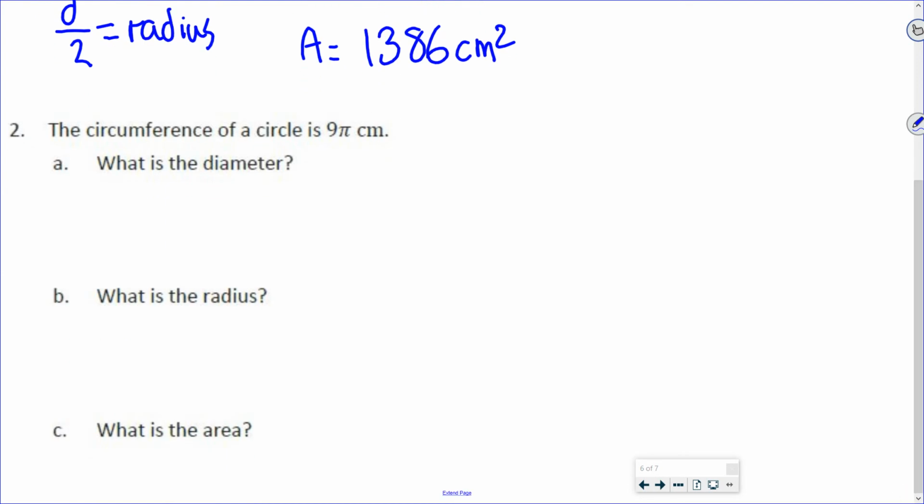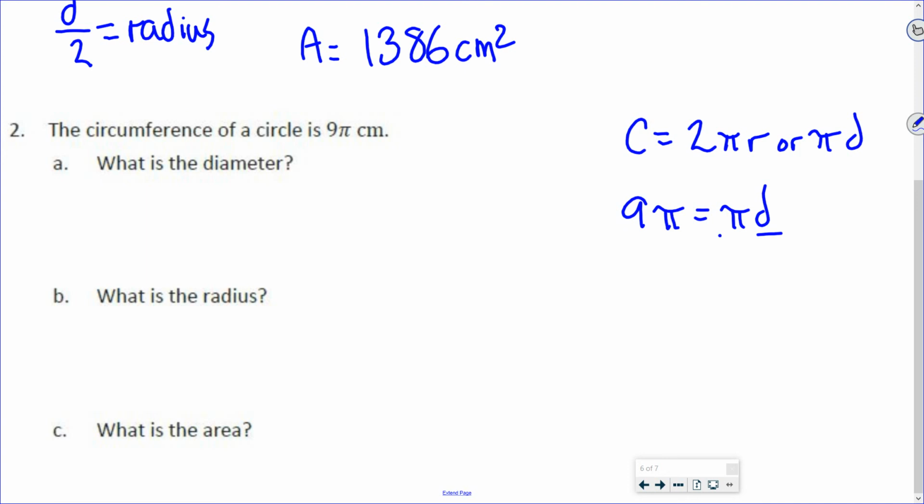This number 2 says the circumference of a circle is 9 pi centimeters. We need to know what the diameter is, what the radius is, and what the area is. So we go back to our problem. Circumference equals 2 pi r, or pi times d. Okay? Now it says what is the diameter, so I'm going to use pi times the diameter. So I've got 9 pi equals pi times the diameter. Now I need the d by itself, so I'm going to divide both sides by pi. Pi's reduced out, so the diameter has got to be 9 centimeters.